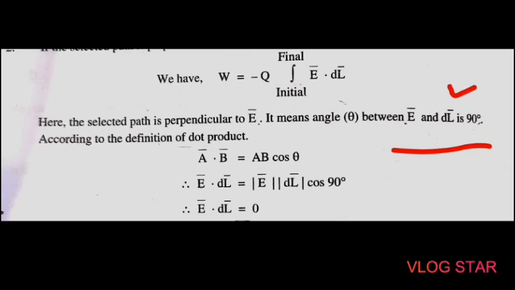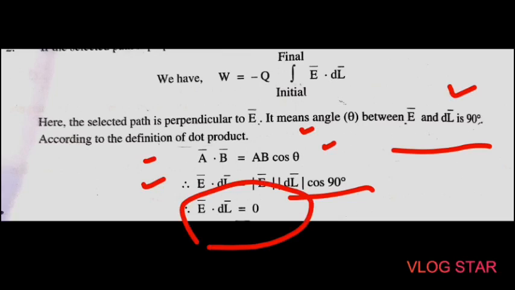So according to the definition of dot product, we can say A bar dot B bar is equal to AB cos theta. We have to take the dot product of E bar and dl bar, which is equal to mod E bar into mod dl bar cos theta. The value of theta is 90 degrees. We know that cos 90 is 0, so the value of E bar dot dl bar is equal to 0. Thus, in this case work done is 0.